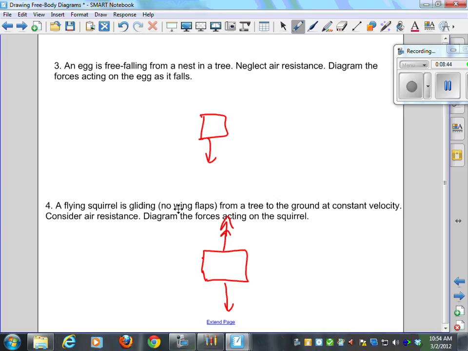Air resistance, and it's constant velocity. So that means acceleration is 0, which means net force must be 0. Without wing flaps, it means that he's not actually flying. He's not going up, right? The most he can do is fall at a constant velocity. Okay, yeah, that makes sense. You specifically say in questions in a perfect world with no air resistance and all that.